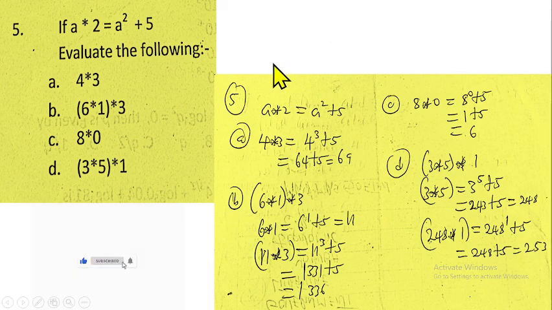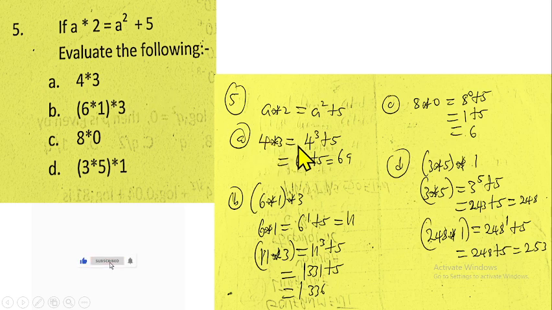Question number 5 is from binary operation. If a asterisk 2 is equal to a squared plus 5, we have to evaluate a asterisk 4 asterisk 3. Now, this is the rule given to us: a asterisk 2 is equal to a squared plus 5. I want you to understand this rule very well. The 2 you are seeing here becomes the power of a. So that means you have a squared plus 5. That's the rule. So how do we now solve 4 asterisk 3?